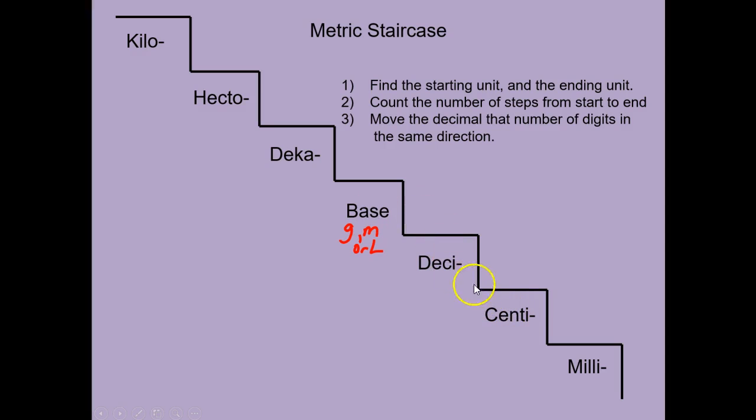Another way is to say if I'm going to the left and doing this in scientific notation, I'm becoming more negative. So 1 centimeter is 10 to the minus 2 meters. If I'm going to the right and doing this in scientific notation, then my exponent is becoming more positive. 1 meter is 10 to the 2 centimeters, 10 to the 3rd millimeters, etc.